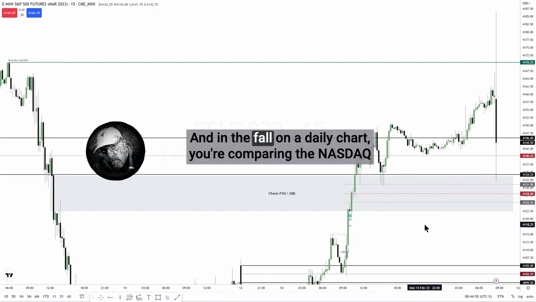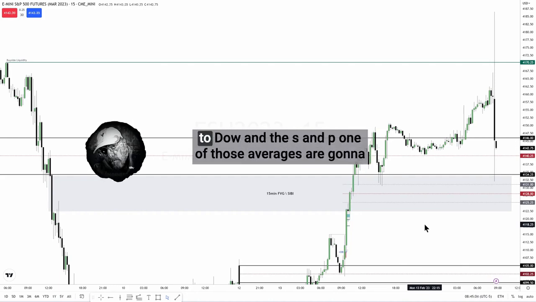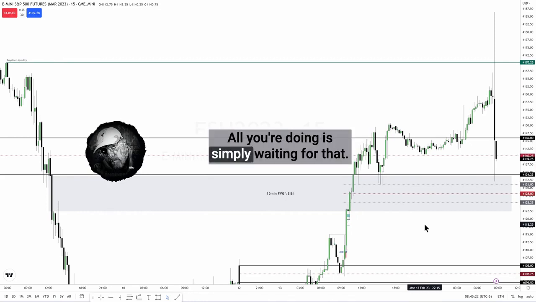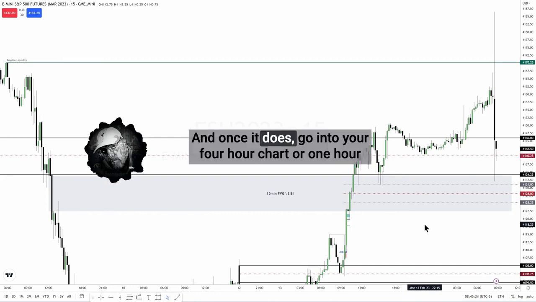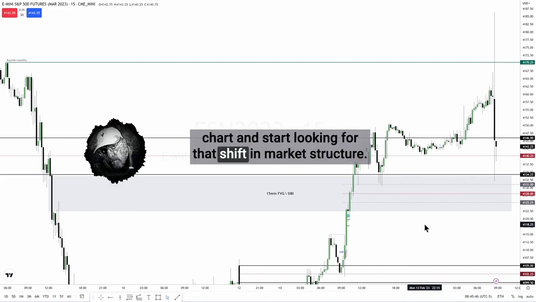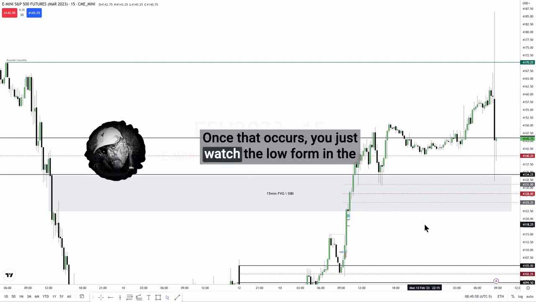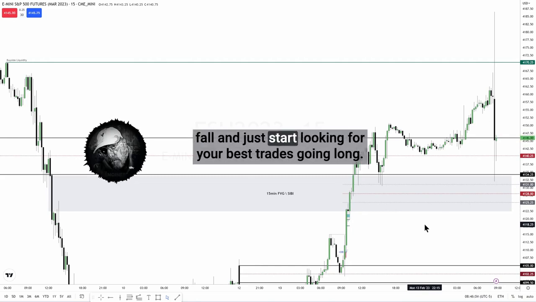And in the fall, on a daily chart, you're comparing the NASDAQ, the Dow, and the S&P. One of those averages is going to fail to make a lower low. All you're doing is simply waiting for that to occur. Once it does, go into your 4-hour or 1-hour chart and start looking for that shift in market structure bullishly. Once that occurs, you just watch the low form in the fall.